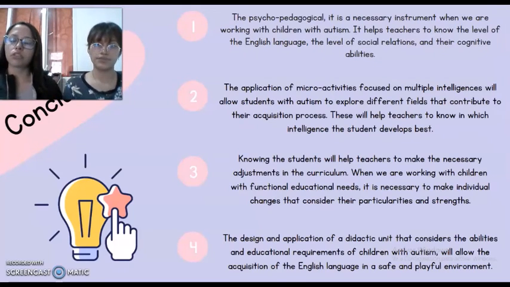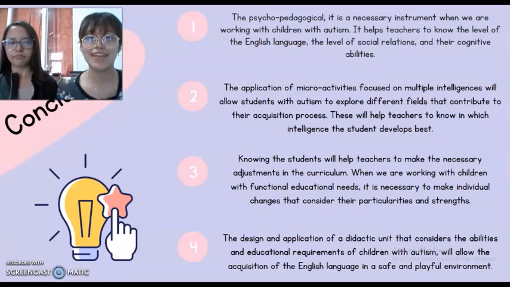Well, it's also important, as a conclusion, that we understand that the application of microactivities focused on multiple intelligences will allow students to explore different fields, and it will help the acquisition progress. Why? Because when you explore different areas, you will know which area you develop best, and you will work on that area, and you will improve your English language acquisition level. So it is important that we as teachers give our learners the opportunity to explore different areas and to know which intelligence the students develop best, and to potentiate those abilities to reach the goals of the course and also to acquire the English level.